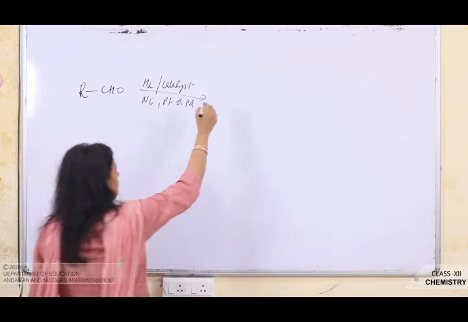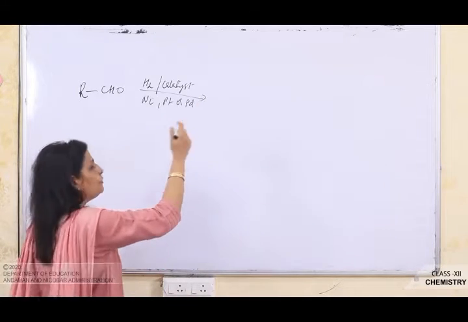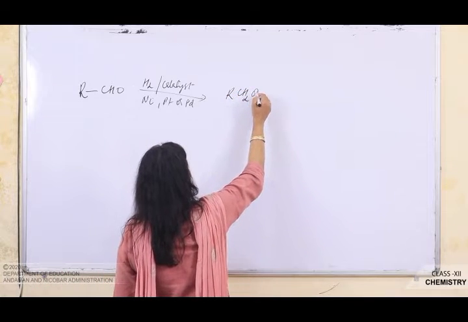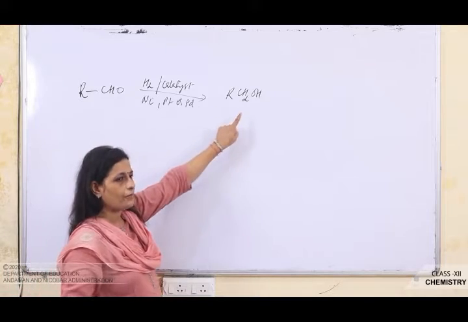So here one molecule of hydrogen is added, or 2 hydrogen atoms are added. So what will you get? RCH2OH. That means you are getting a primary alcohol. So aldehydes on reduction you are getting primary alcohol.